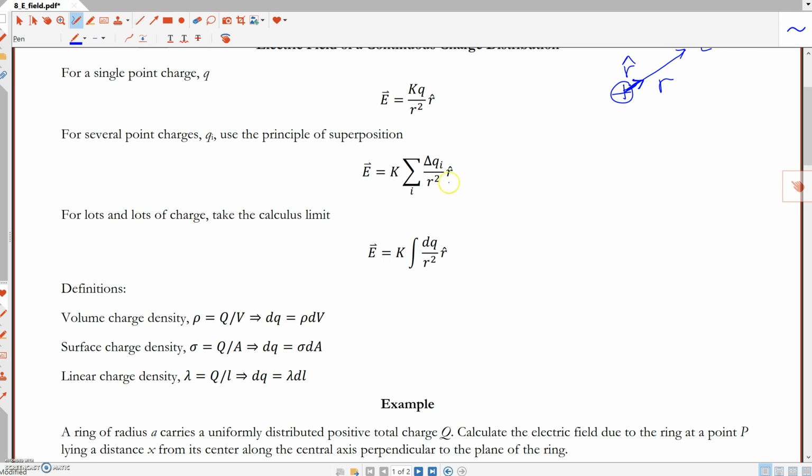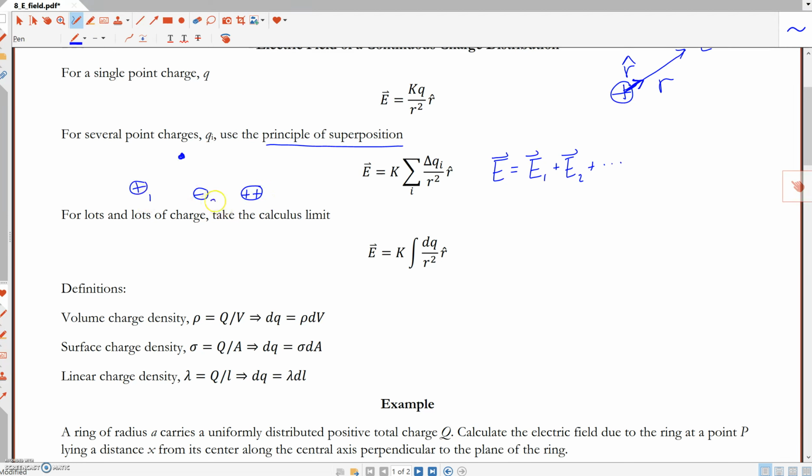Now if we have several point charges, because the electric field obeys the principle of superposition, I can simply add up the electric fields from all of them. This is essentially saying that the total electric field is equal to the electric field due to one point charge plus the electric field due to a second point charge, and so on, where this is a vector sum. So I can have a positive charge here, a negative charge there, a couple more positives, twice as much charge here, and I want to know what the electric field is right there.